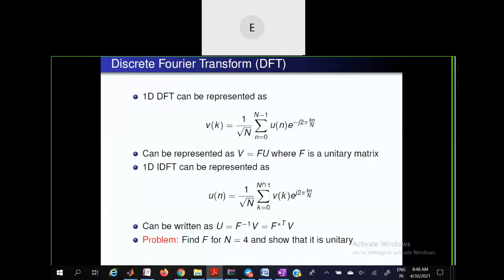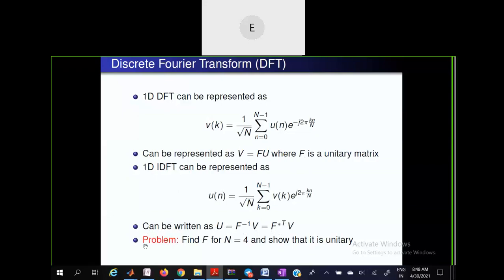Okay. So how do I get the inverse Fourier transform? Again 1 by root N, summation. Now the summation is for k equal to 0 to N minus 1. This is V of k instead of U of n. Instead of minus, this is plus. Okay, and as usual you can write U as F inverse V, but since it is unitary, F inverse is the same as F conjugate transpose.